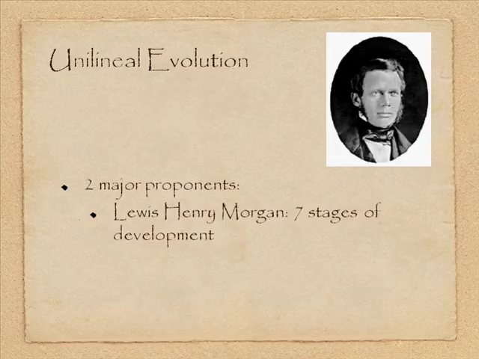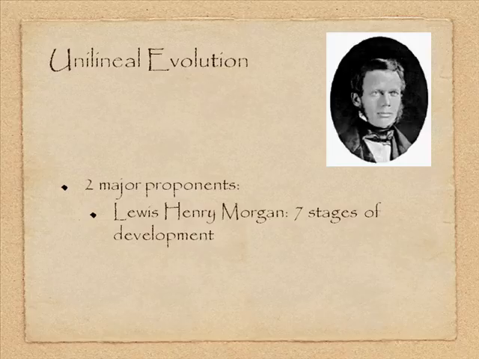Tylor was in the UK. Morgan was in the United States, and he developed seven stages of development. So basing it off the same ideas as Tylor, but just a little bit more detailed. So he talked about the lower, middle, and upper status of savagery, and the lower, middle, and upper status of barbarism and civilization. And he based these on technological advances.